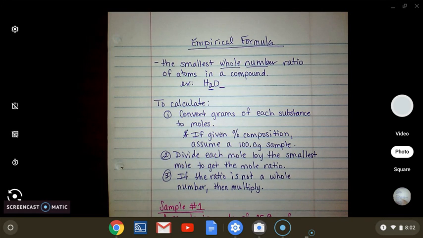We're going to start back. We're going to continue on from where we ended before the break. We're going to start with empirical formula today.